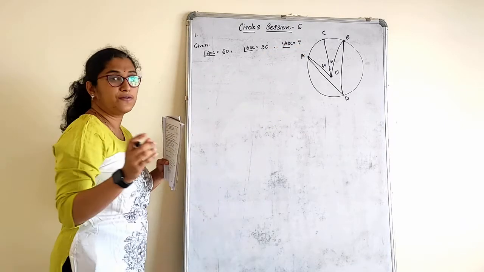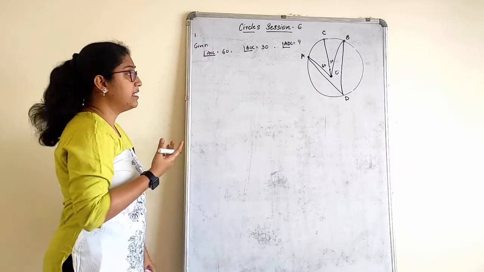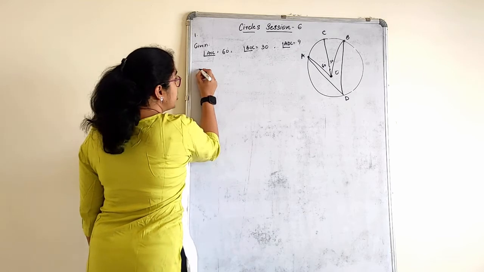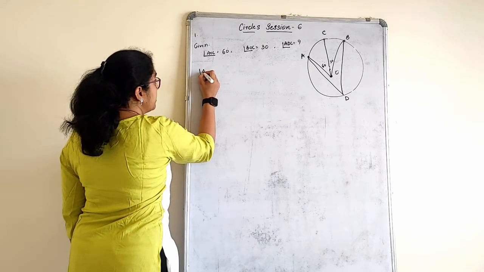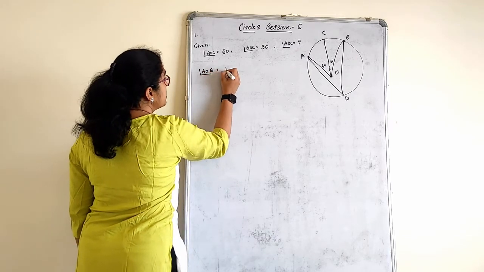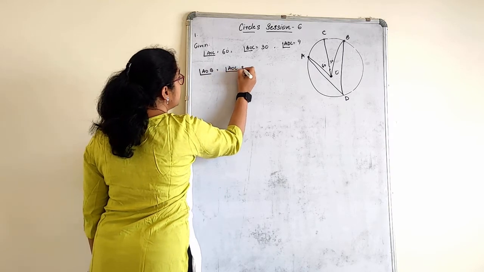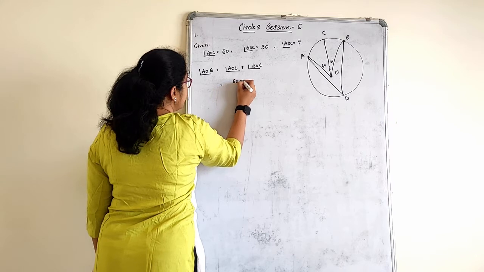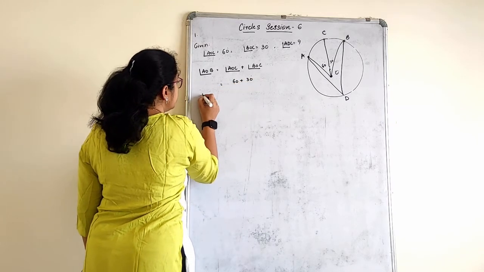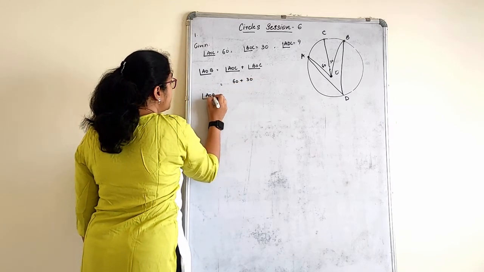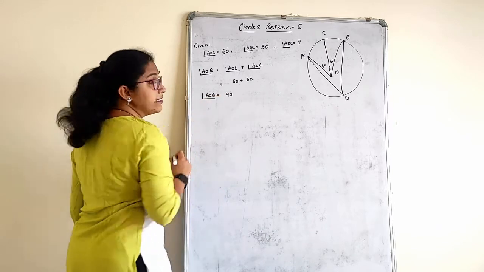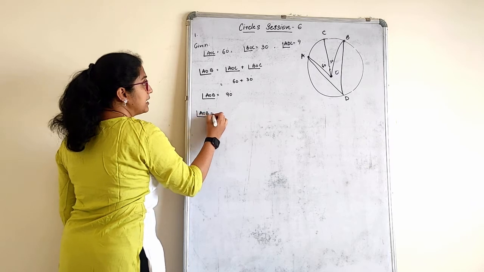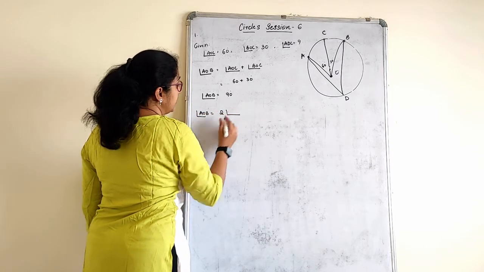These are usually asked for 1 mark MCQ or fill in the blanks. Why? Because the central angle is twice the inscribed angle. First of all, let us calculate the angle. Angle AOB is equal to angle AOC plus angle BOC, that is 60 plus 30. Angle AOB is equal to 90 degrees.